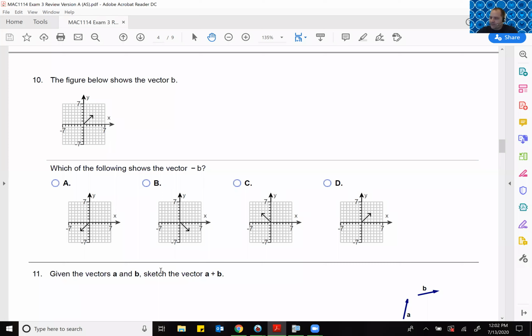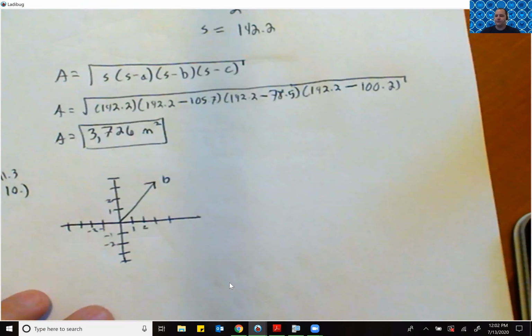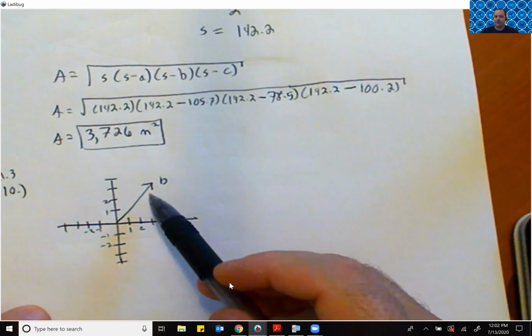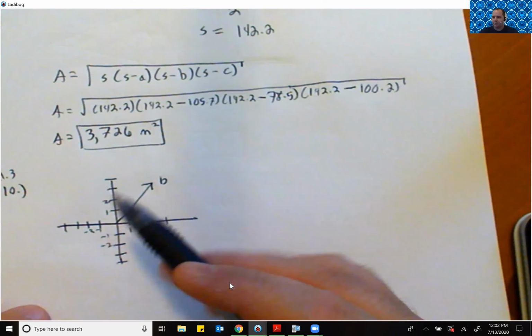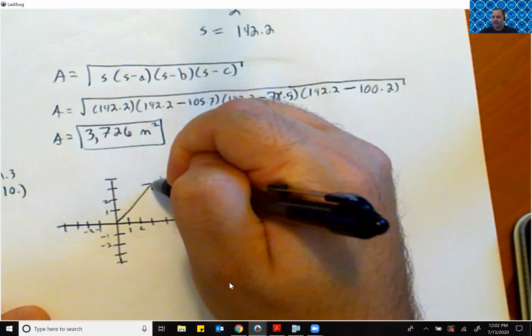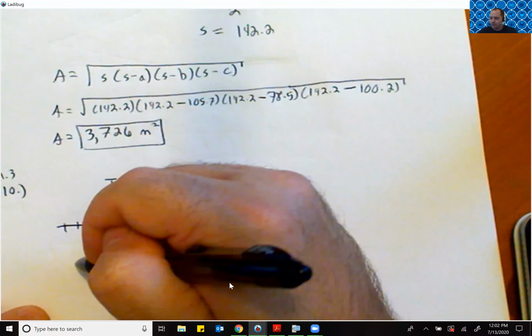And it looks like we got a vector that kind of looks like this. So this is vector B. Wrong page. So there's my vector B. If I want to do the opposite of this, all you do is switch the direction. So it goes out here to positive 3, 3. If I switch the opposite direction, instead of going up 3, I'll go down 3. Instead of going to the right 3, I'll go left 3. So I need negative 3, 3.